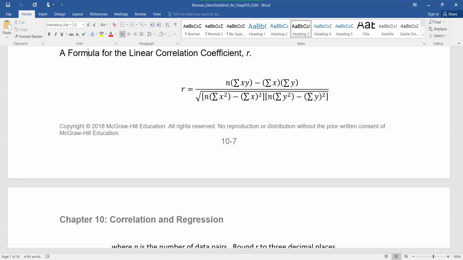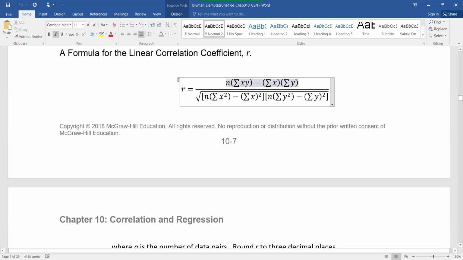That's the top part. For the bottom part, you take the square root of the following: square each X value, add them all up, and multiply by the number of samples; then take all the X values, add them up, square that result, and take the difference. That's the first part. Do the same thing with your Y's, multiply those two together, then take the square root of that result. Then you divide what you did on top by the bottom to get your R. Pretty easy.